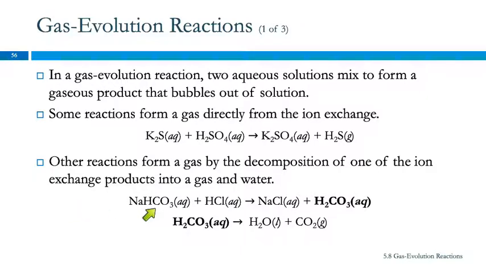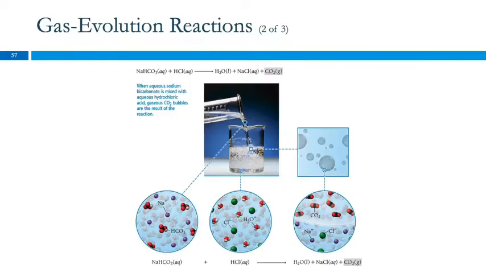So here we have sodium hydrogen carbonate, also known as baking soda, plus HCl, and we get sodium chloride and H2CO3, which is carbonic acid. But carbonic acid is not stable, and so it decomposes into water and carbon dioxide gas. And so those are the types of reactions that we'll mostly be talking about.